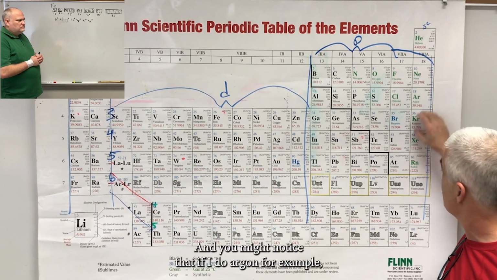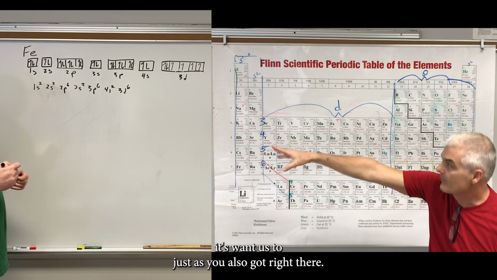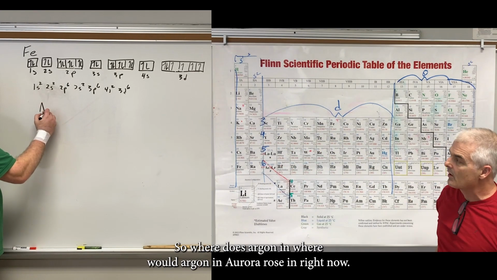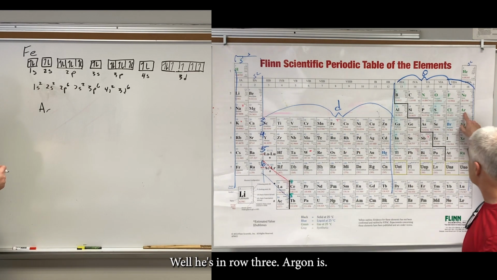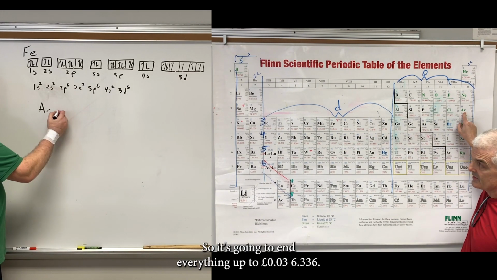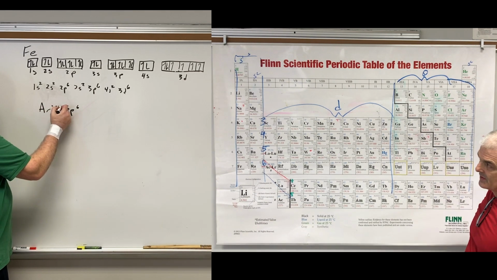And you might notice that if I do argon, for example, it's 1s2, 2s2, 2p6, 3, all that stuff we've got right there. So where does argon end? Well, what row is it in right now? Well, argon is in row 3, so it's going to end in 3p6. So it's going to end everything up to 3p6. So right, dot, 3p6.